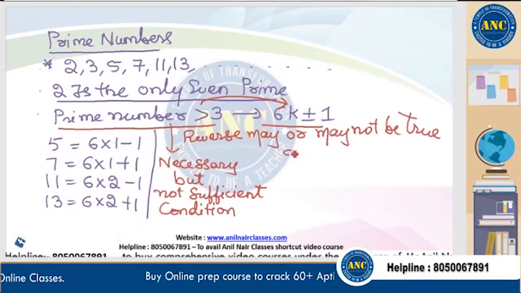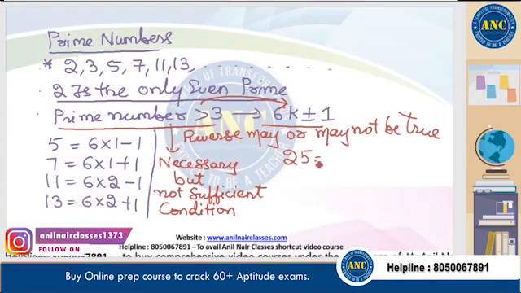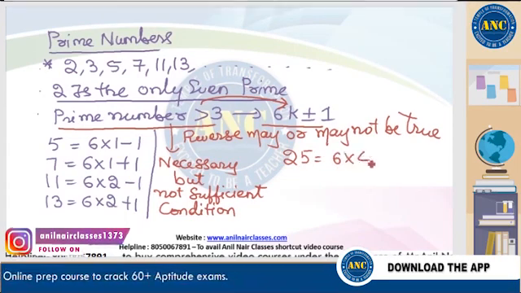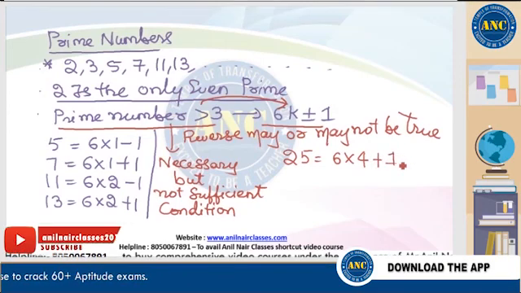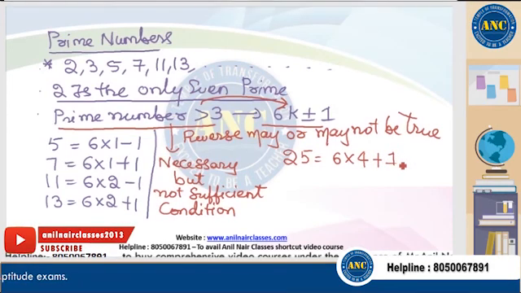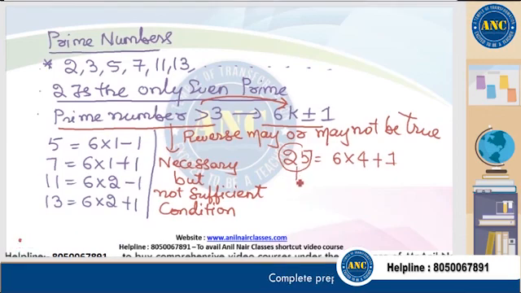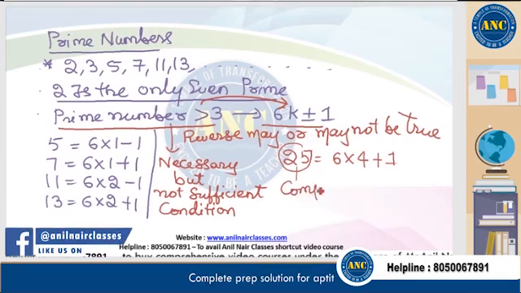Suppose for example, if I take 25, 25 is of the form 6 into 4 plus 1. But is 25 a prime number? No. 25 is a composite number.